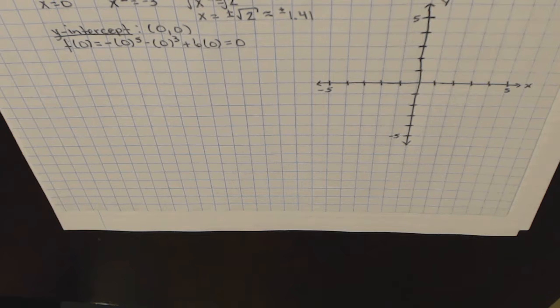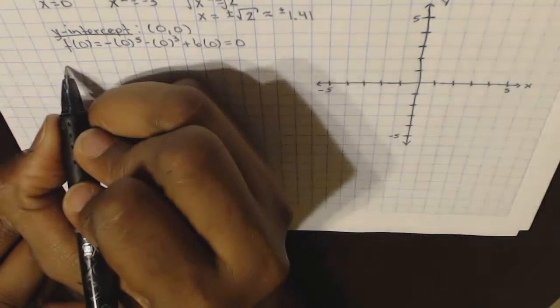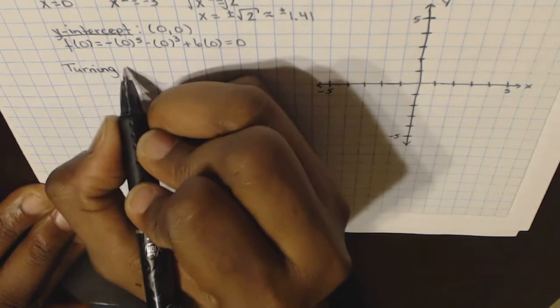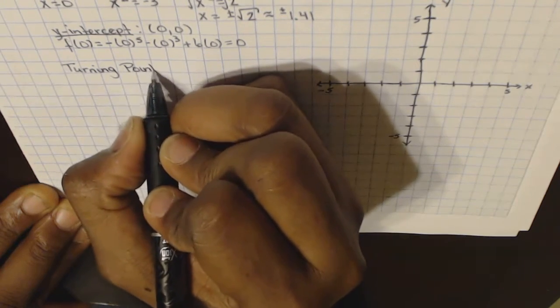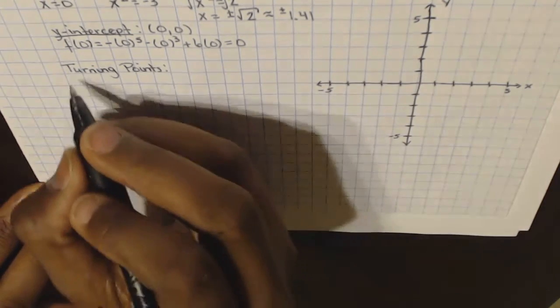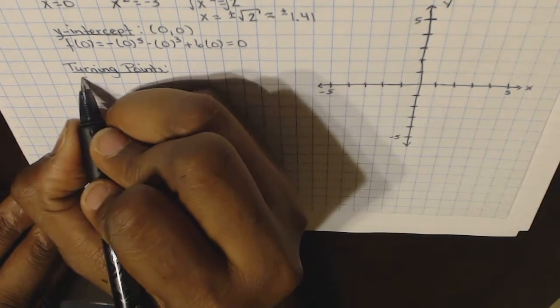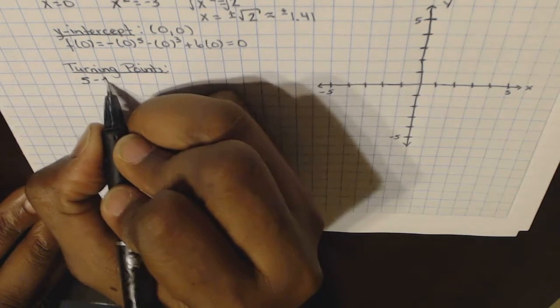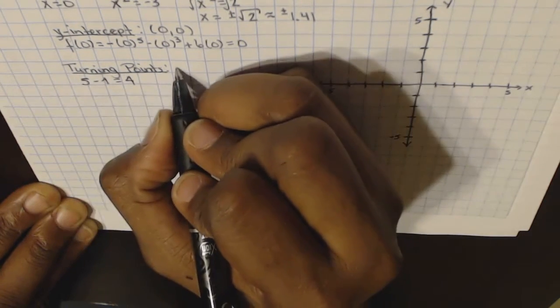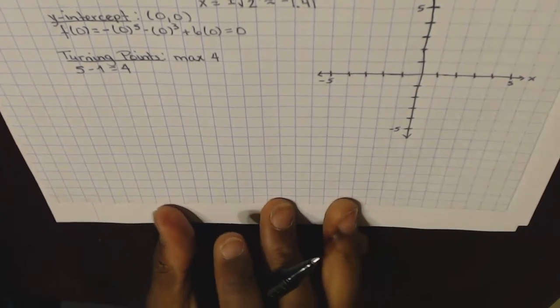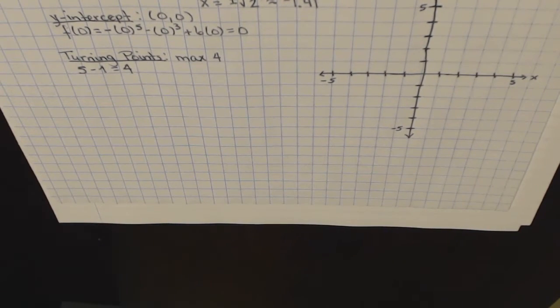I would like to know the maximum number of turning points. To find the maximum number of turning points, I take my highest power, which is 5, minus 1, will give me 4. So I have a max of 4 turning points. I don't have to turn 4 times, but I cannot turn more than 4 times.